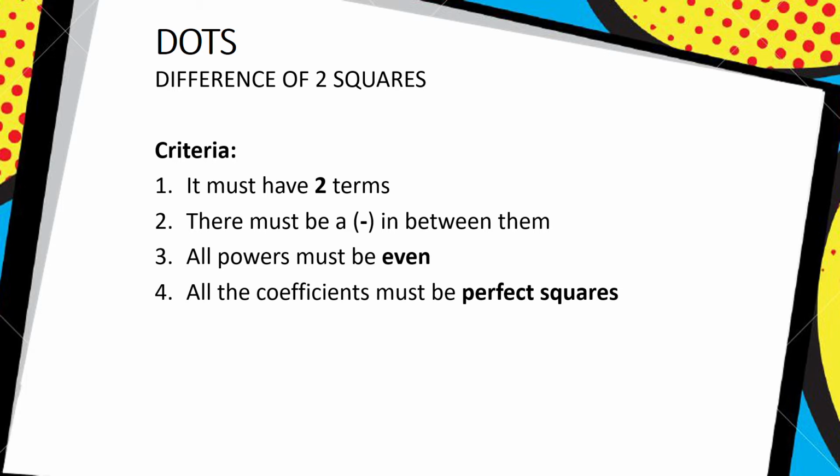All the coefficients must be perfect squares. So the numbers in front of the variables have to be perfect squares. So 9 times 9 is 81. That's a perfect square.